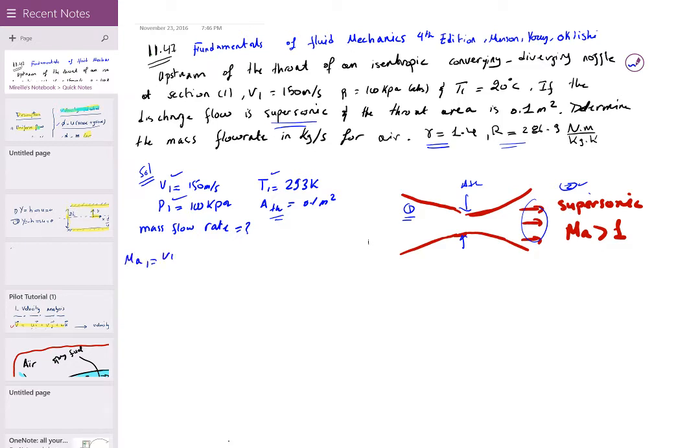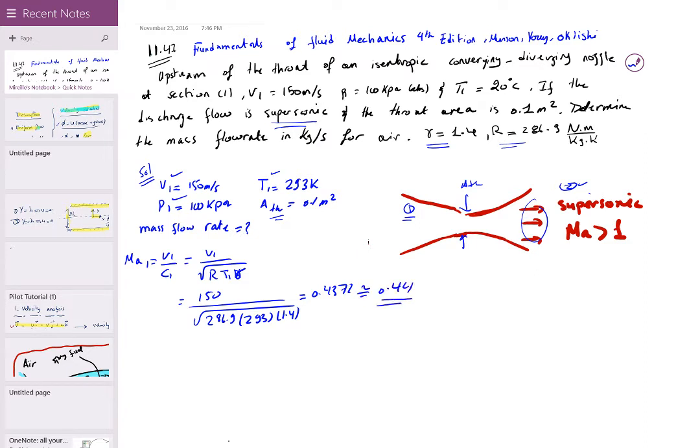which is velocity at state 1, which is given, over the speed of sound. So that is V1 over square root of gamma R T1, in Kelvin. That's equal to 150 over square root of 1.4 times 286.9 times 293, since T1 is always in Kelvin. So the Mach number is 0.4372, approximately 0.44.